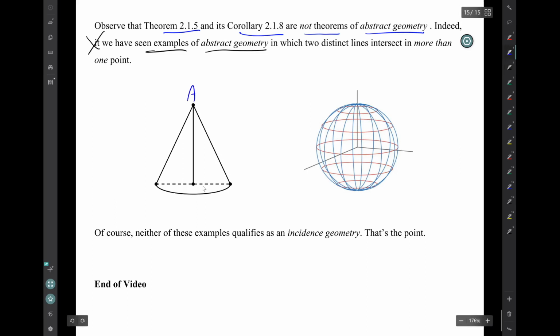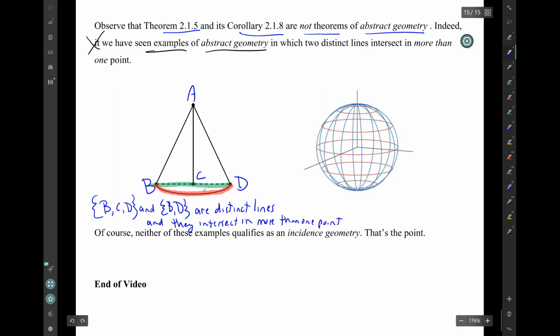Remember this example. In this geometry, we had this green line containing points A, B, and C, and we had this red line containing points B and D. Those were not the same line, but they intersect in 2 points. So those two lines, line BCD, the green thing, and line BD, the red thing, are distinct lines. They're not equal as sets, and they intersect in more than one point.